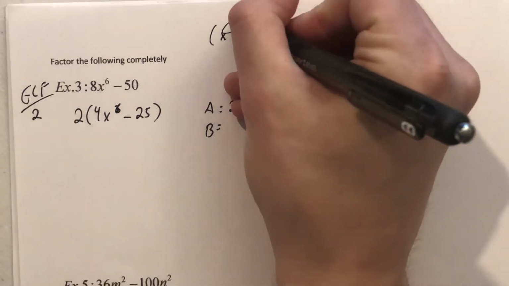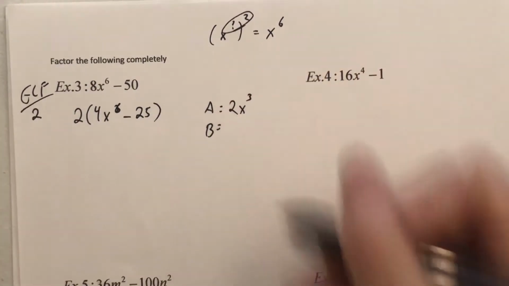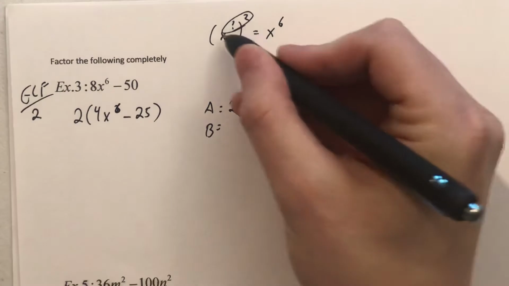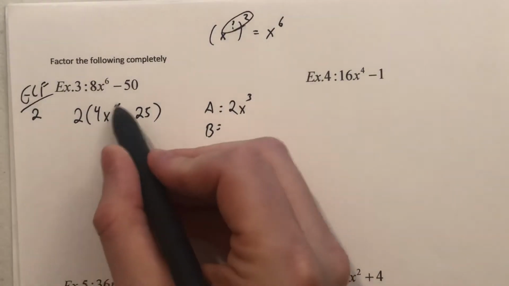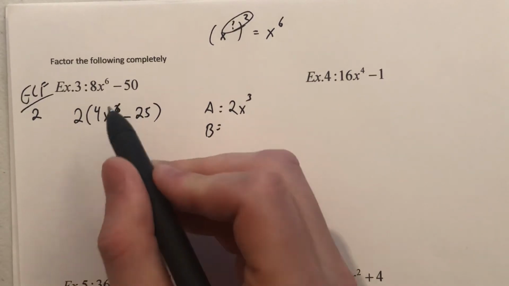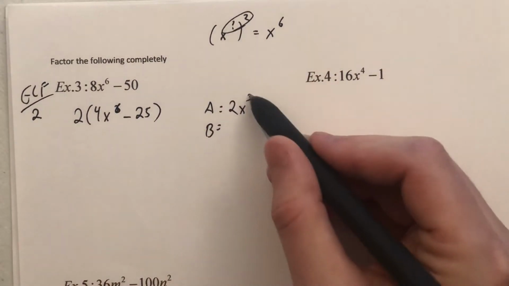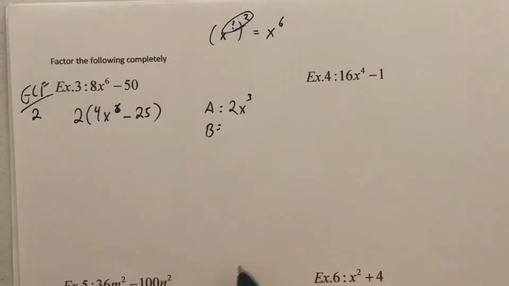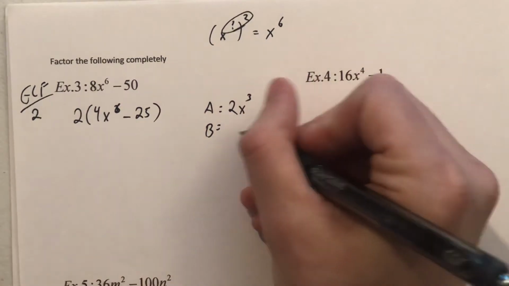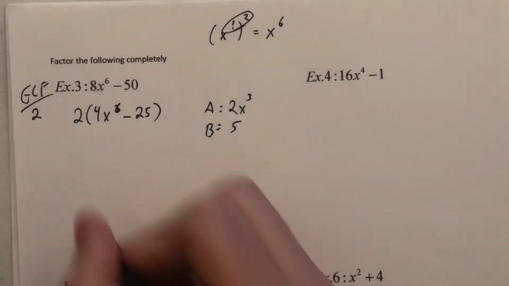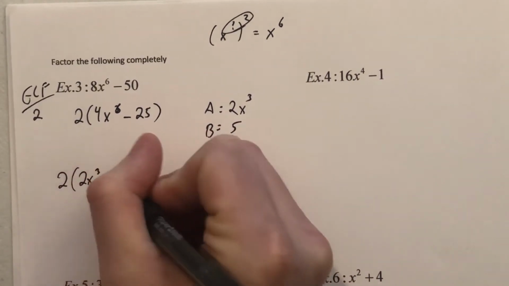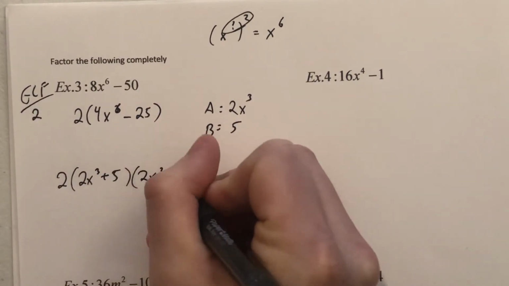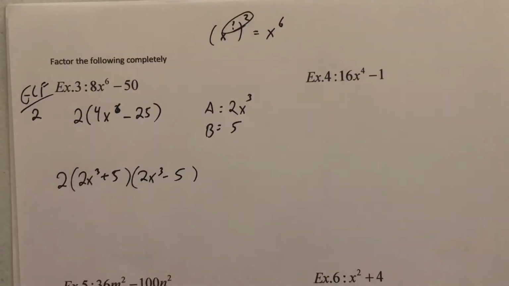That means that right there would have to be x to the 3rd, because x to the 3rd squared would be 3 times 2, which gives us that 6. Essentially, any even exponent can be gotten by squaring whatever half of that number is, right? Half of 6 is 3. X to the 3rd squared would be x to the 6th. And 25, we know it comes from 5. So we've got the 2 sitting out front, and then our a and our b: 2 times x cubed plus 5 times x cubed minus 5.